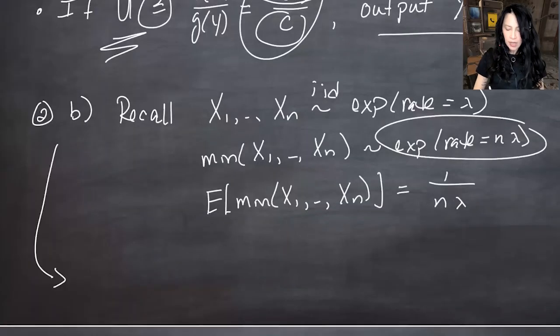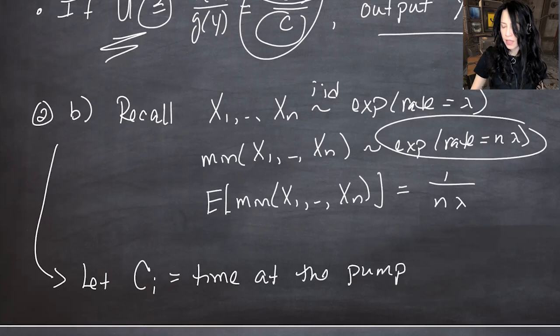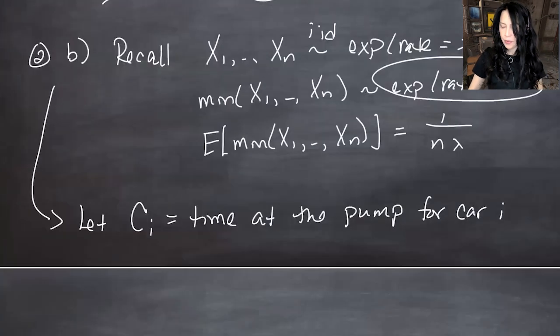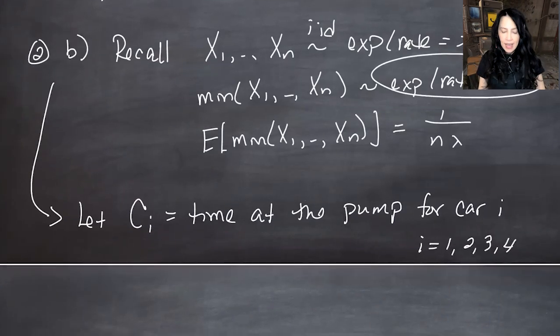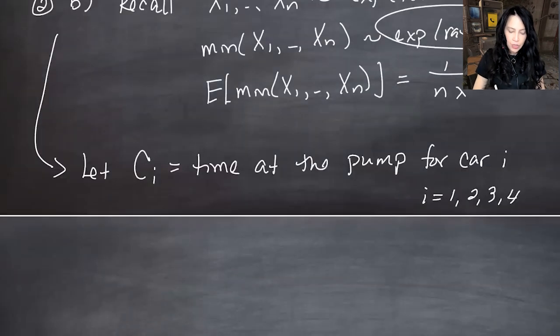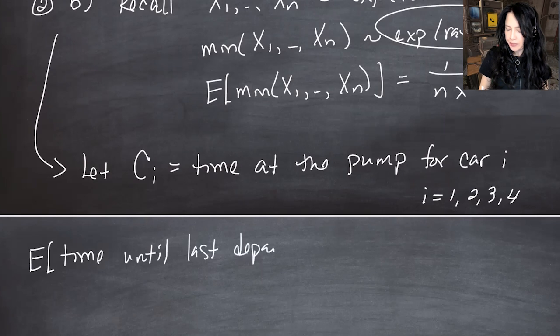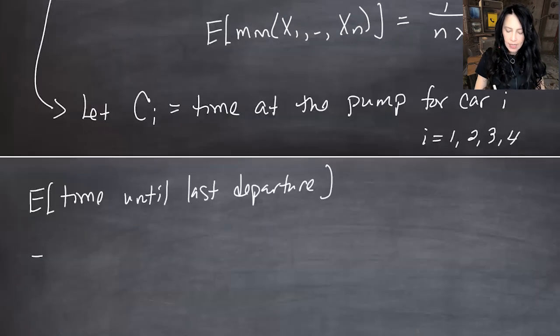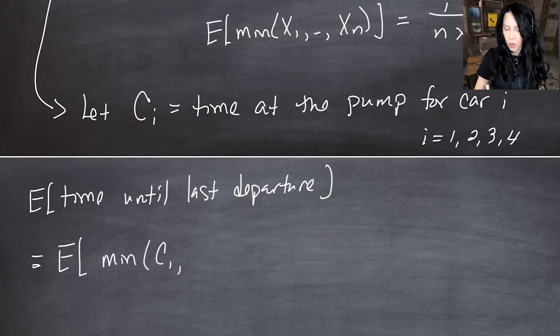For 2b, I would let C sub I be the time, not the total time, but the time at the pump for car I. So we have these random variables for I equals 1, 2, 3, 4. And the expected total time until the last car leaves consists of several things happening. So first, you need one departure, and that's going to be the minimum of the times for car 1 and car 2.